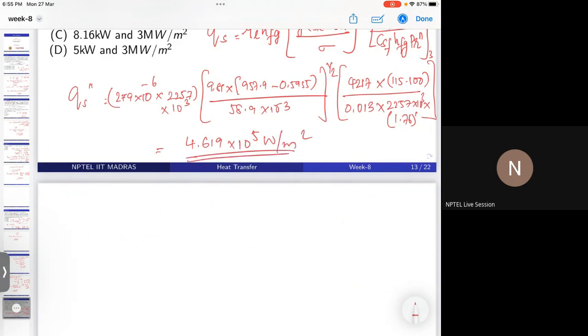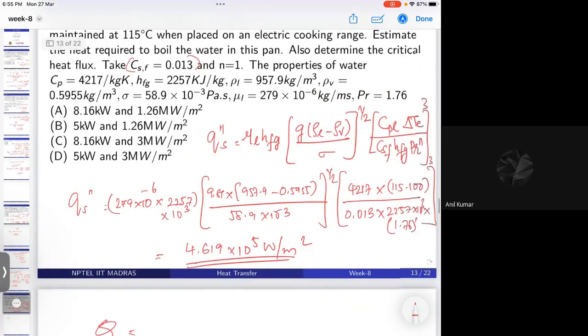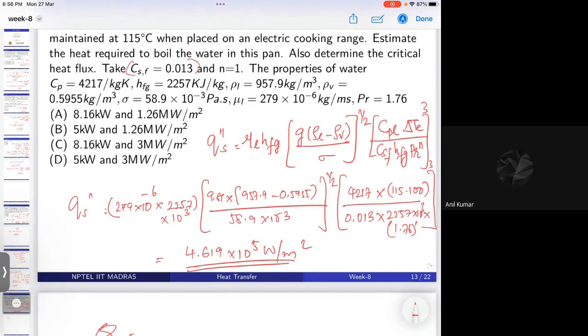Sir, here can we take rho L minus rho V equal to rho L? Like the density of liquid minus the density of vapor, can we take just the density of liquid? Yes, there it won't be much difference, so you can take it. But it's better to calculate it if it is given.